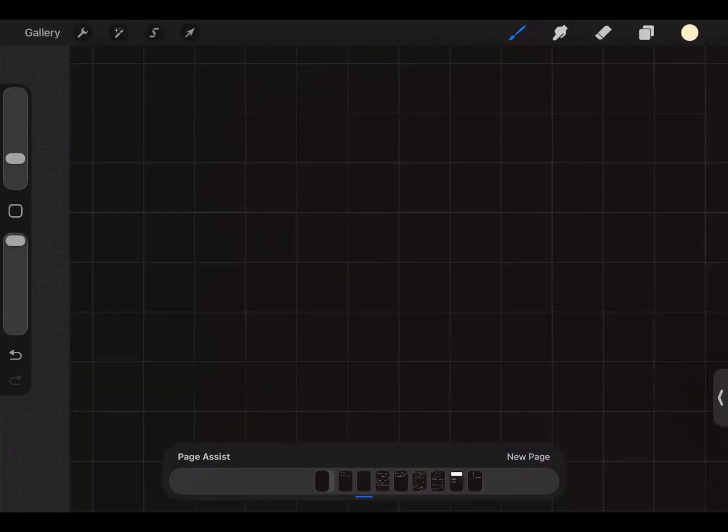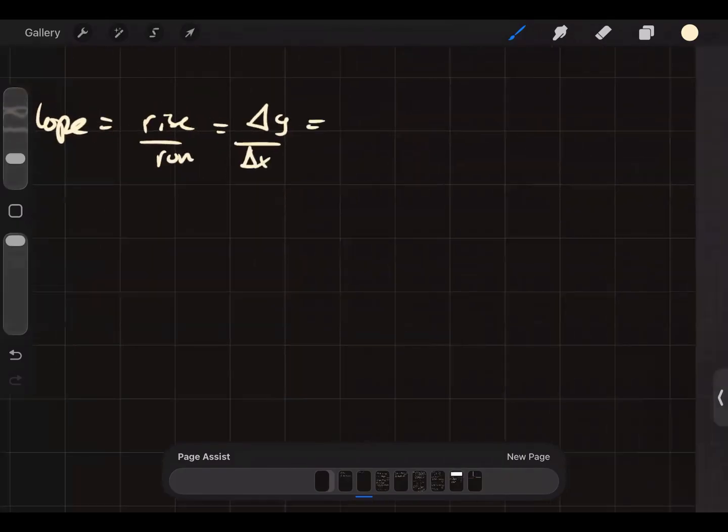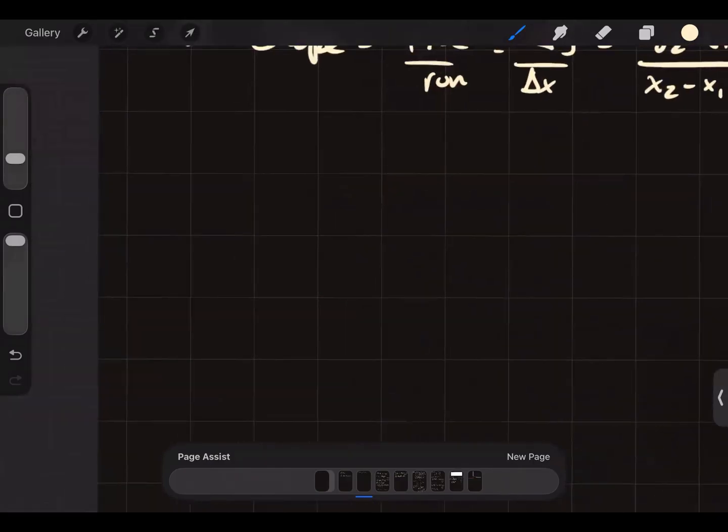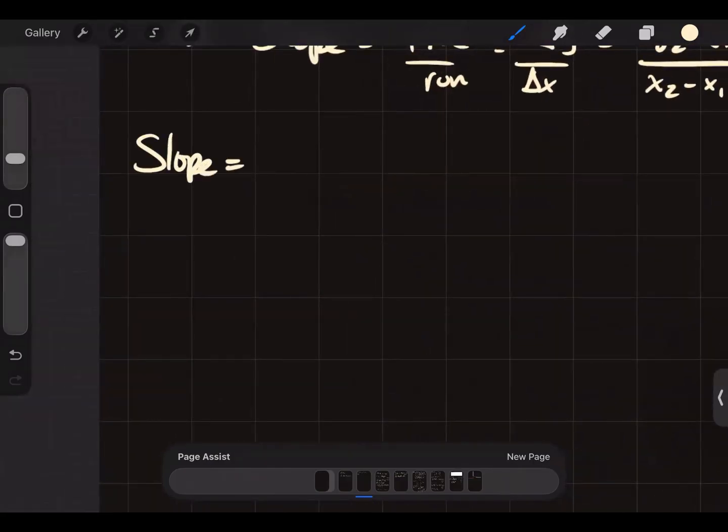So this was all motivated by slope, right? So let's go back to slope. Slope, as some of us may write, is rise over run. It's also written as delta y over delta x, changing y over changing x. It can also be written as y2 minus y1 over x2 minus x1. And these are all super fine and valid. For our purposes, we're going to use y2 minus y1 over x2 minus x1.